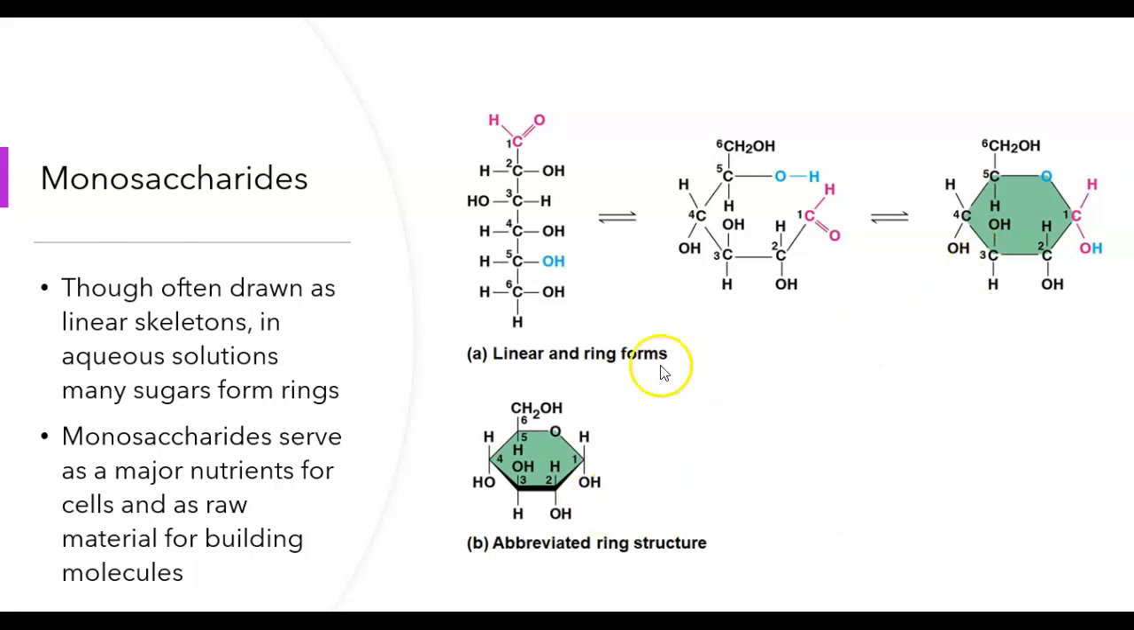So here's a ring structure. This is an abbreviated ring structure. The reason that some of these bonds look bigger than others is to show that it's a three-dimensional molecule rather than in two dimensions like this one shows. That's just showing that you're seeing this part closer to you and that part farther away.